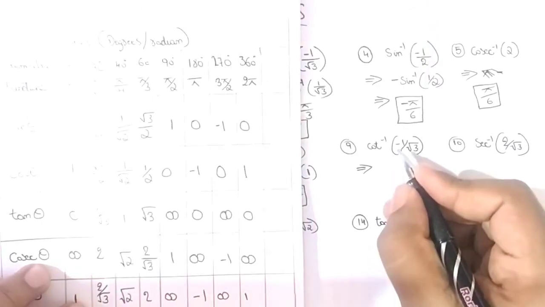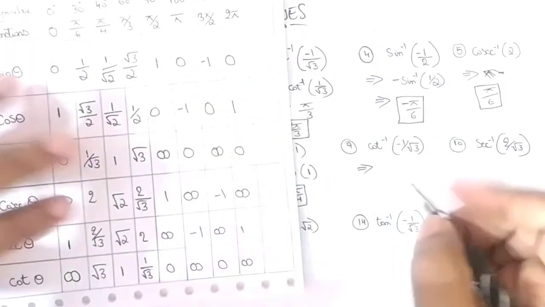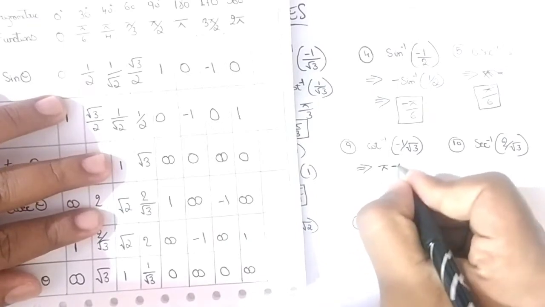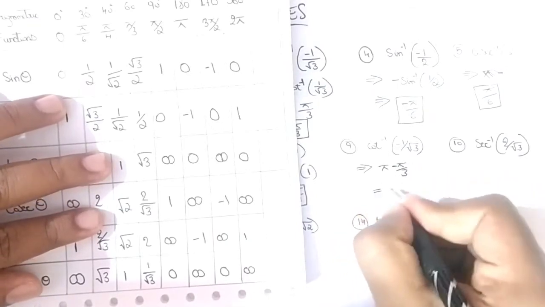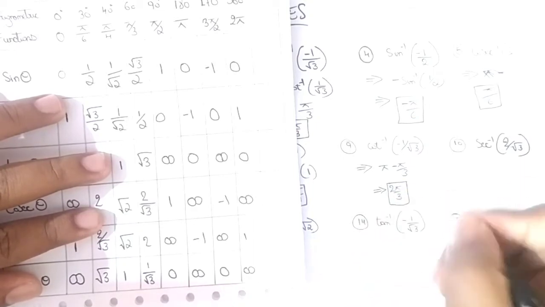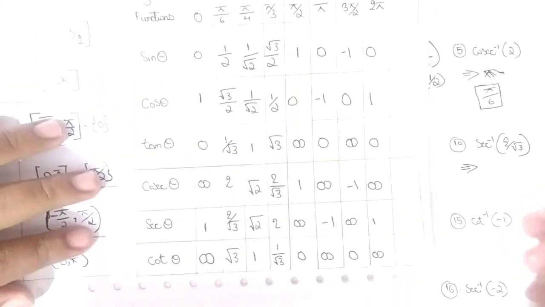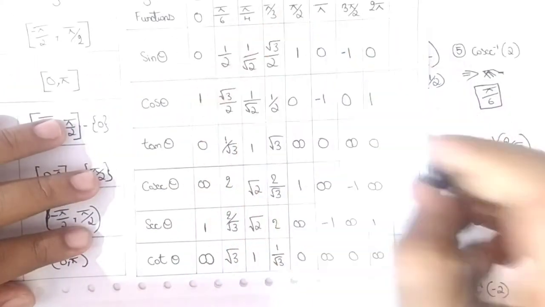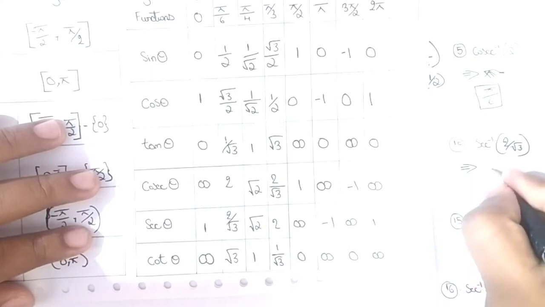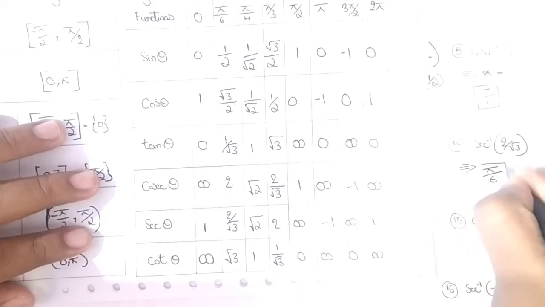Now cot inverse of minus 1 by root 3. For cot we have 1 by root 3 corresponding to pi by 3. Now pi minus pi by 3 is 2 pi by 3. That's your answer. Now secant inverse of 2 by root 3. That is 30 degree, pi by 6, and there is no negative sign. The answer is directly pi by 6.